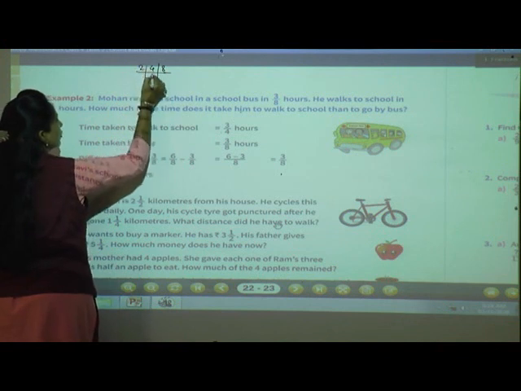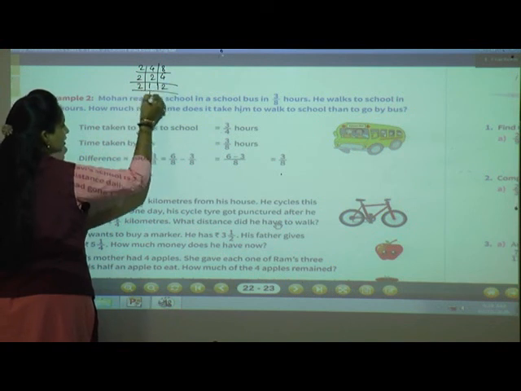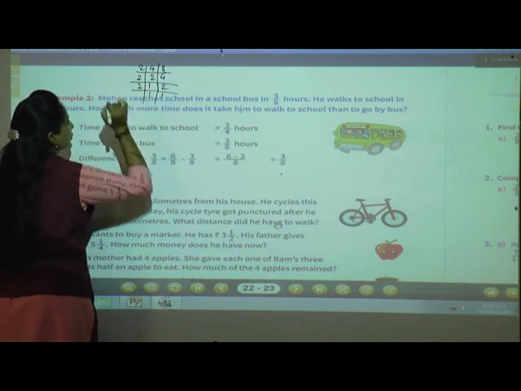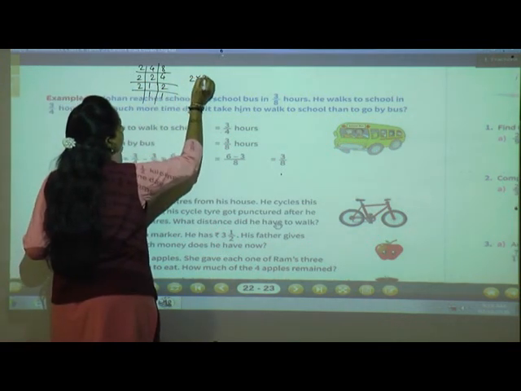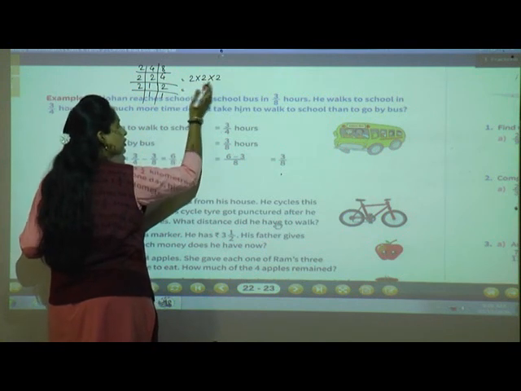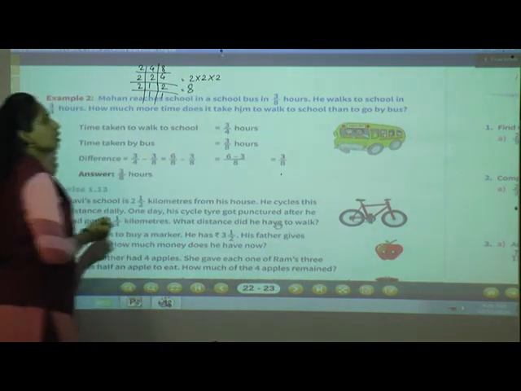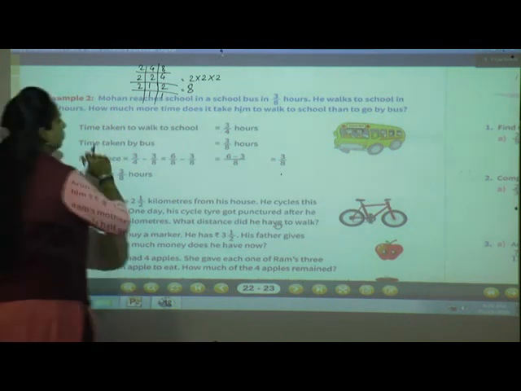Okay, 2 2s are 4, 2 4s are 8. 2 1s are 2, 2 2s are 4. So 1 is there, 2 1s are 2. So what are the multiples of 4 and 8? 2 multiplied by 2 multiplied by 2. 2 2s are 4, 4 2s are 8. So what is the LCM of 4 and 8? It is 8.